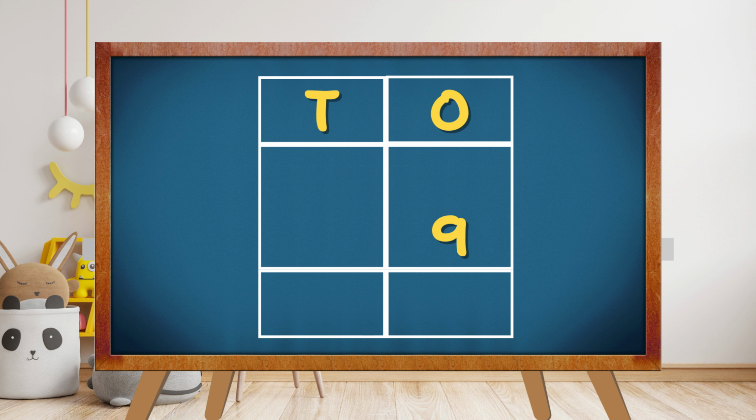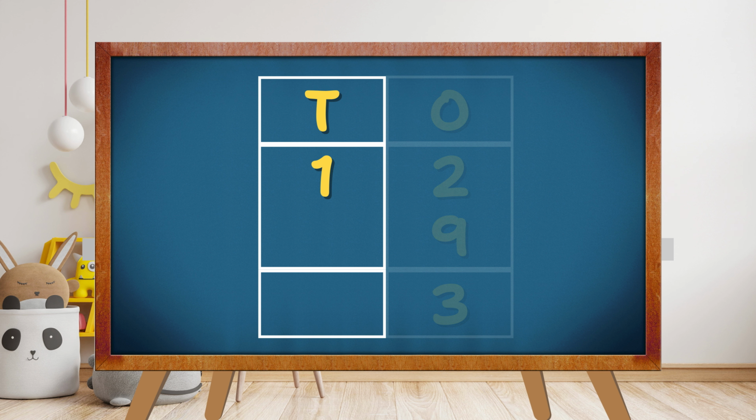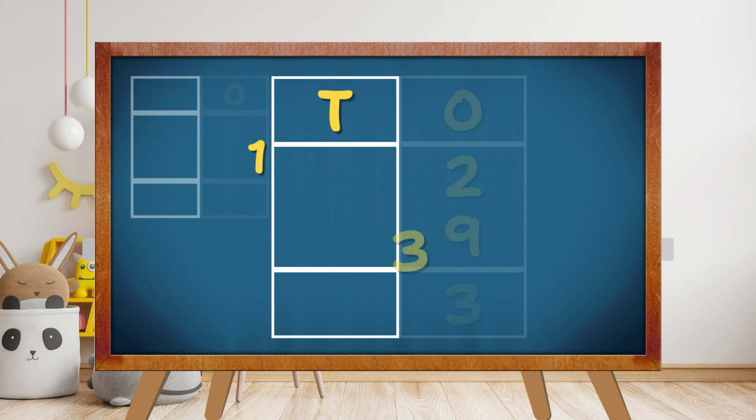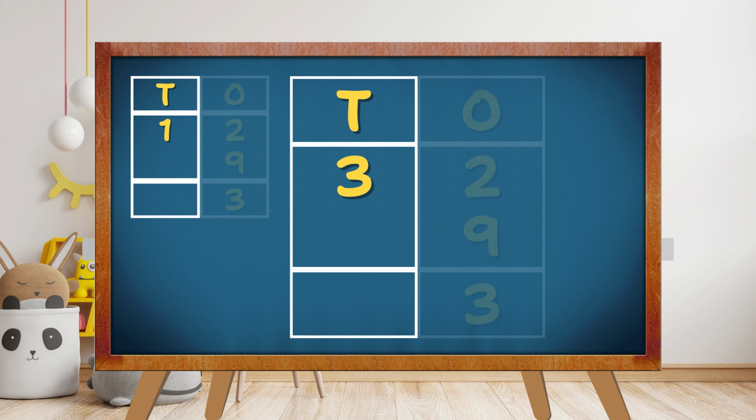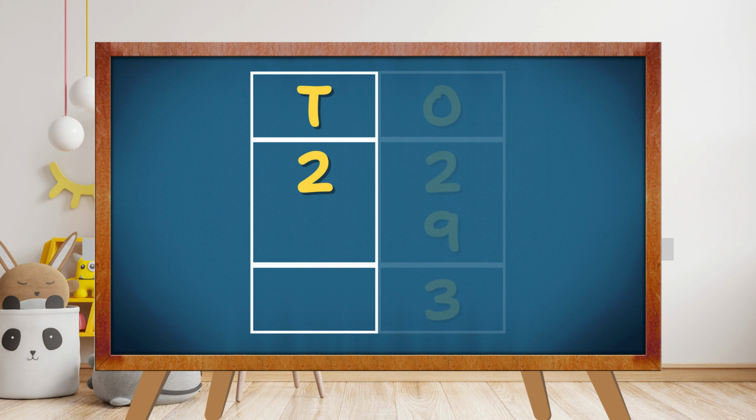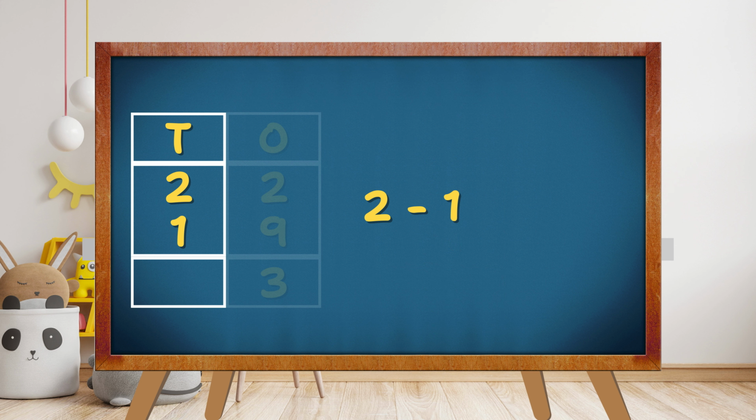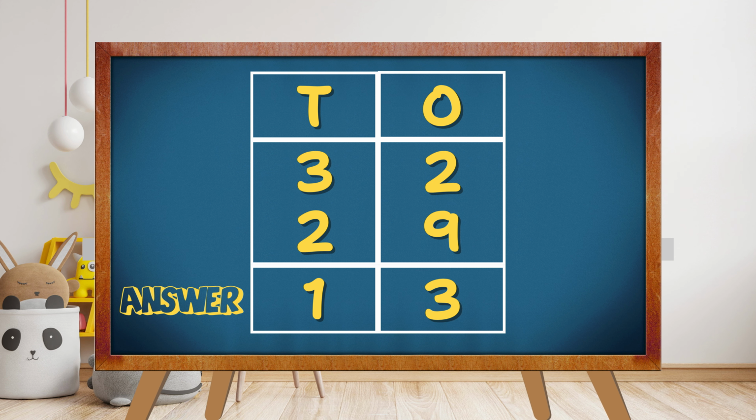Now, subtract 9 ones from 12 ones and we will get 3 ones, which we will write at the ones place. Now, in the tens column, because we have borrowed 1 tens from the 3 tens, we are left with only 2 tens at the tens place. So, let's subtract tens now. 2 minus 1 equal to 1 ten. So the answer will be 1 tens plus 3 ones equal to 13.